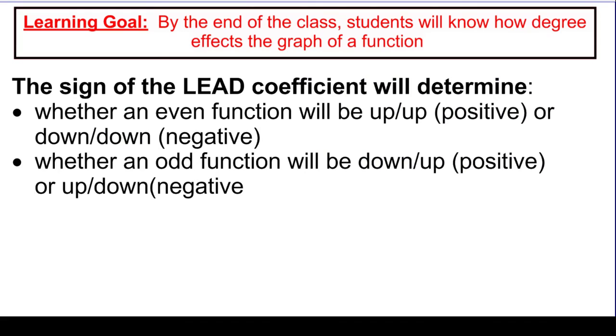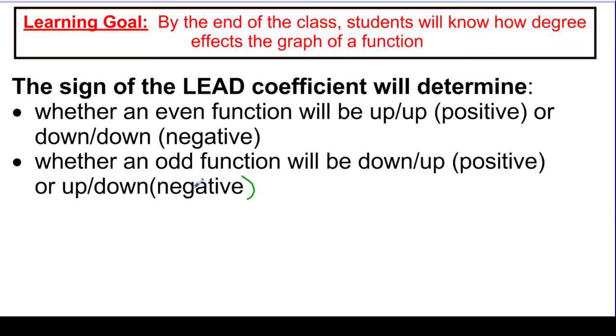There's one more thing that we have to talk about when we are describing the graph by using the degree and some basic information about the polynomial, and that is, how do we know if it's up, up, or down, down when we're talking about an even function? How do we know whether it's down, up, or up, down when we're talking about an odd function? What's going to tell us which of those two we should use is the lead coefficient's sign. If it's positive, we're going to end up with an up, up for an even function. If it's negative, we're going to end up with a down, down.